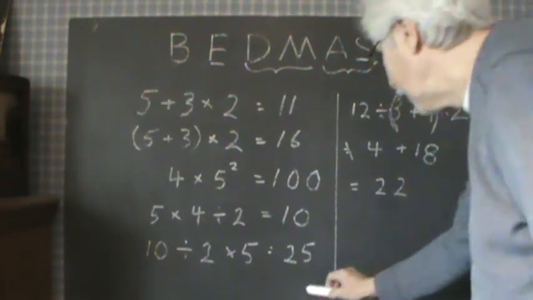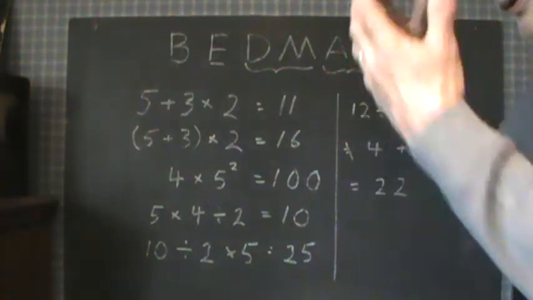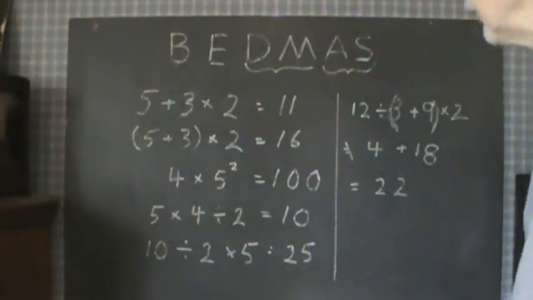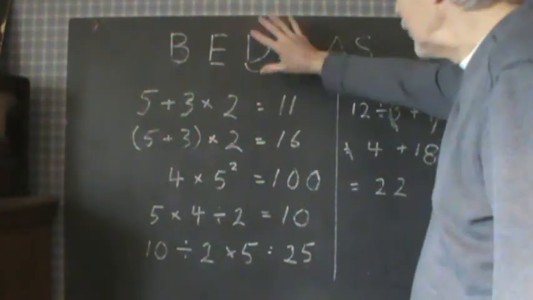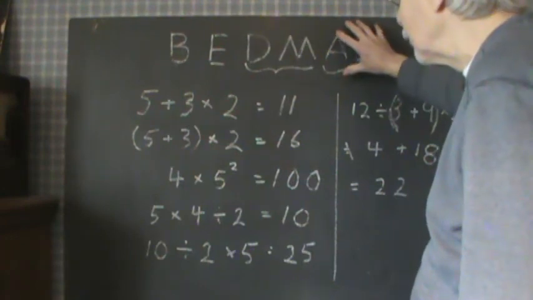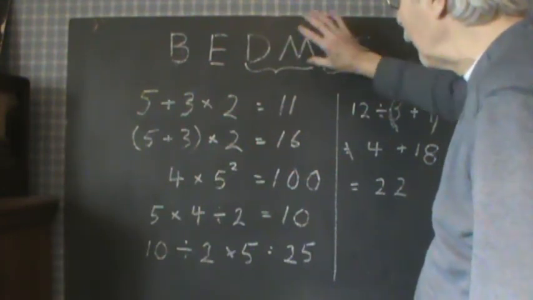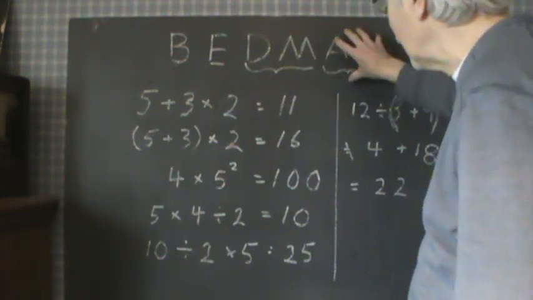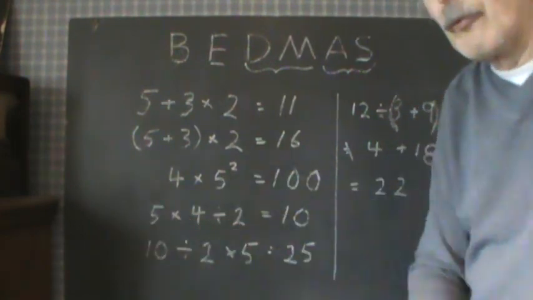So just remember, do whatever is in the brackets first, do division and multiplication before adding and subtracting, and if you've got a mixture of these or these, work from left to right.